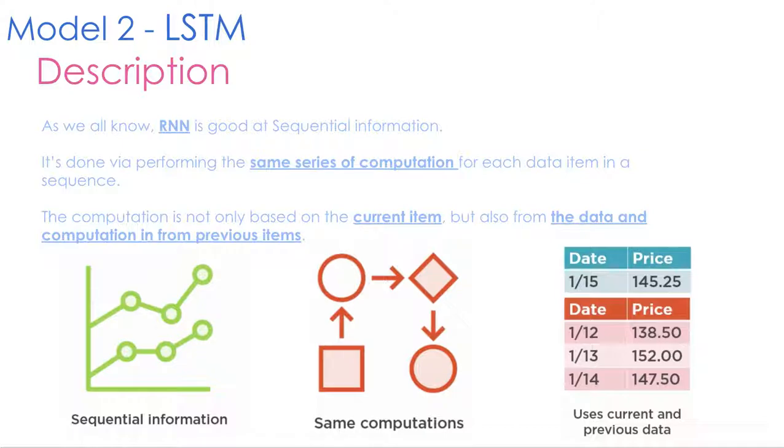The next model is LSTM. Since we are talking about stock data, which is sequential information, an RNN model comes to mind. It uses the same series of computations for each data item in a sequence. The computations are based not only on the current item, but on previous items as well. Thus, it should fit our problem well.